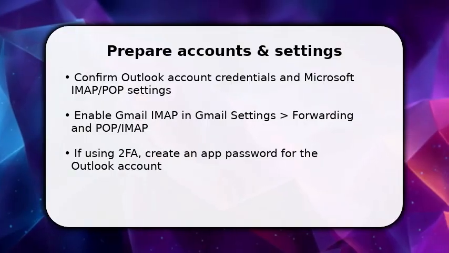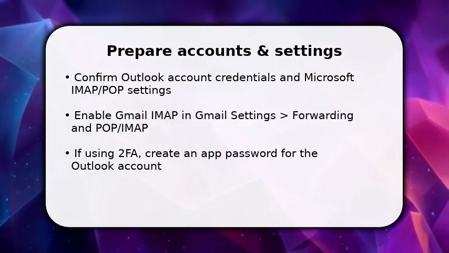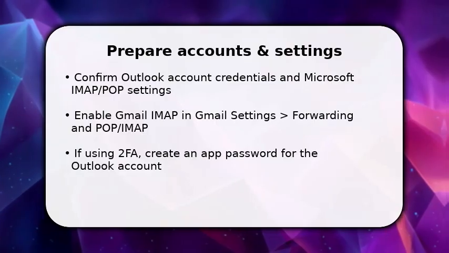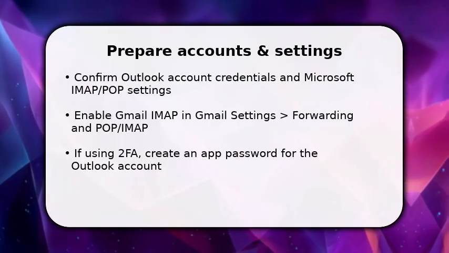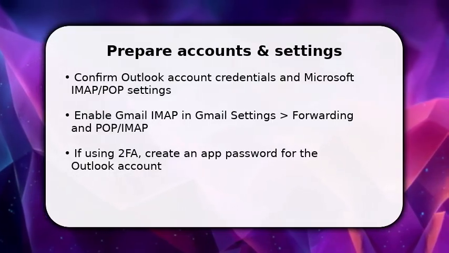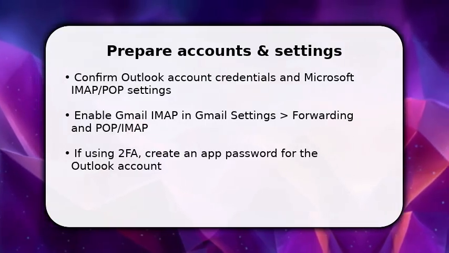You're starting by preparing both accounts so the connection is smooth. First, sign into Outlook Web and verify your email address and that IMAP/POP is allowed. Once done, open Gmail settings and enable IMAP under forwarding and POP/IMAP so Gmail can fetch messages.